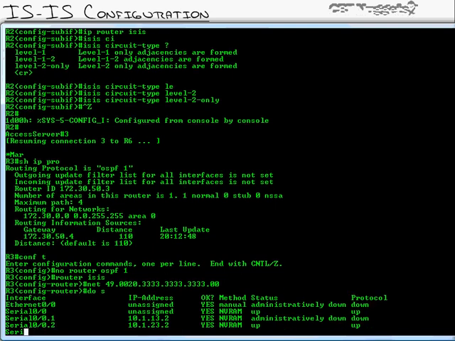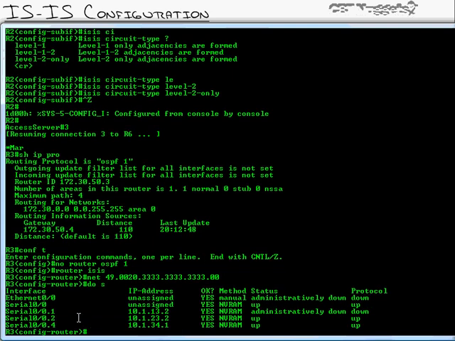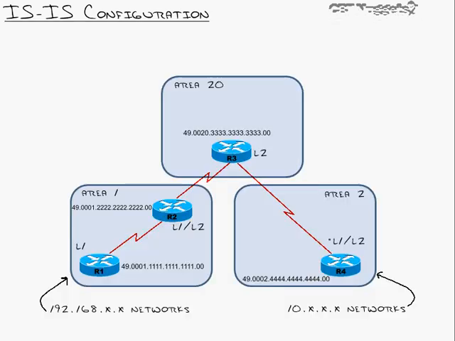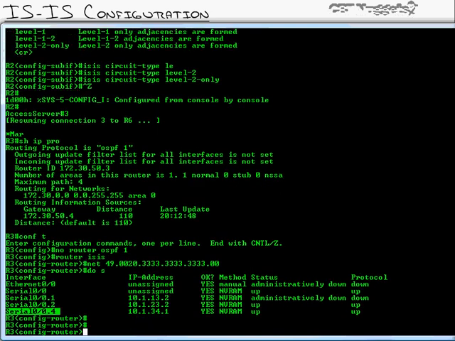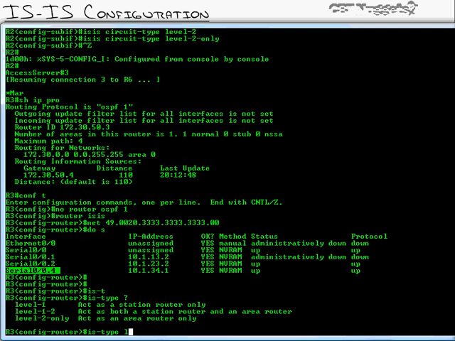I'll type in show IP interface brief again. We are using serial 0/0.2 to connect back to router 2 and .4 to go back to router 4 down here. Let's get those both set up. Now, on both of these, I'm only going to be forming a level 2 relationship. Oh, and you know what I forgot to do? I forgot to configure this as a level 2 only router. We're underneath the routing process right now, so I'll type in IS type level 2 only.